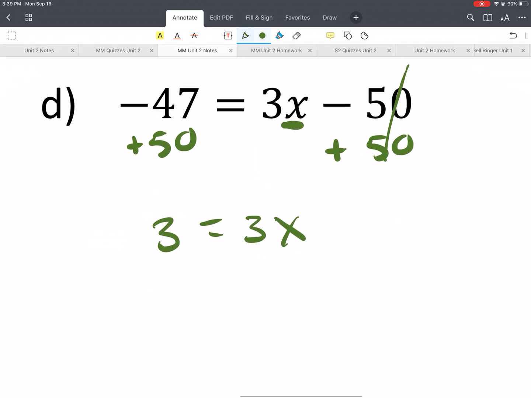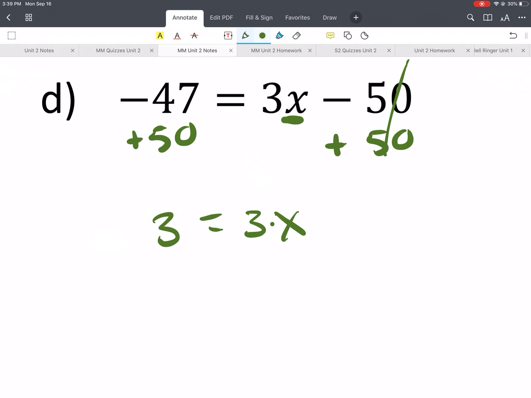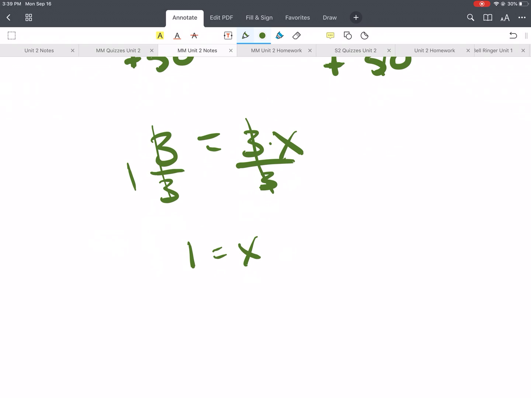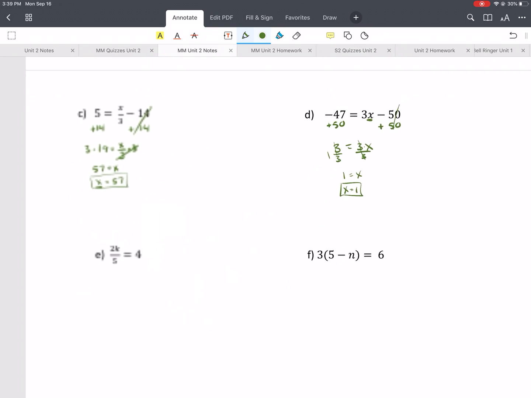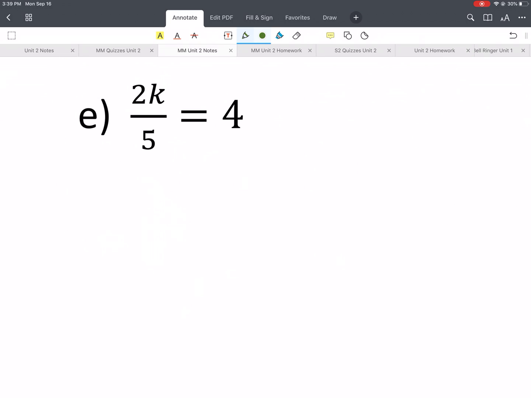Okay, and then to get x by itself, since this is multiplication, we would divide. That gives us 1, and that gives us 1, so we get 1 equals x, or better, x equals 1. All right, E.